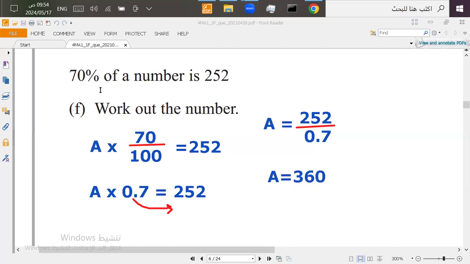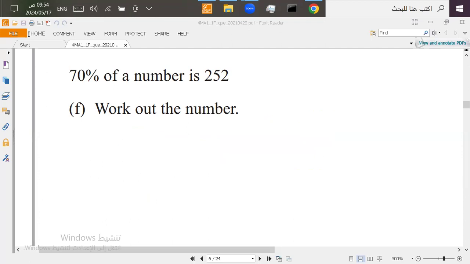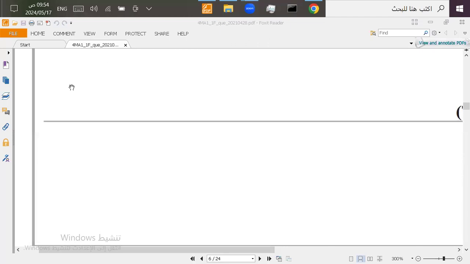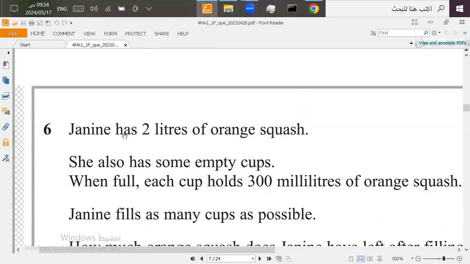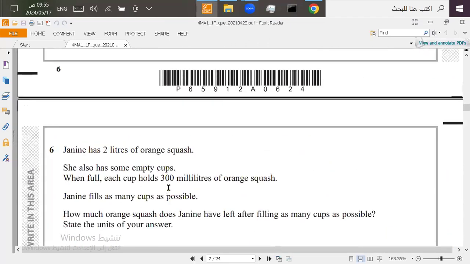So focus on the steps, focus on the question and what they need in the question. The most important thing is finishing the question, reading the whole question, and understanding what they need you to do. Now let's move on to the next step. Next question. Here, question 6. Let's zoom out. It's a long question.